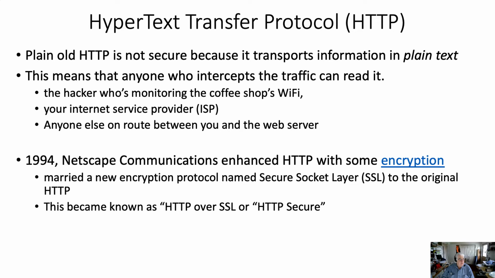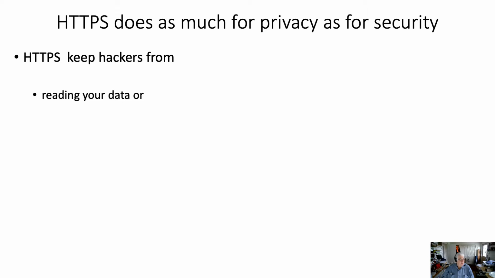In 1994, Netscape decided they needed to enhance it, and they wanted to add some encryption. So they married a new encryption protocol called Secure Socket Layer, or SSL, to the original HTTP. And they called it HTTP over SSL, or HTTP Secure, or HTTPS.